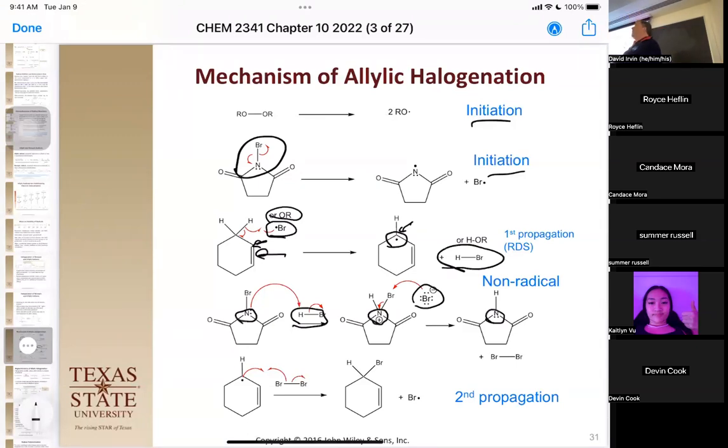If we had a whole bunch of bromine around, it would add across the double bond, and we wouldn't get the product we wanted. By only having a little bit form after you've already formed the allylic radical, the bromine is going to react with the allylic radical that already formed. Every time you generate an allylic radical, you generate a little bromine, and it's going to react with the allylic radical, and keep going and going.